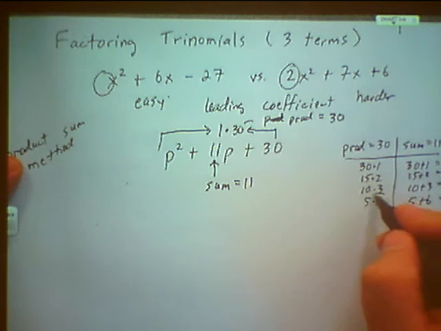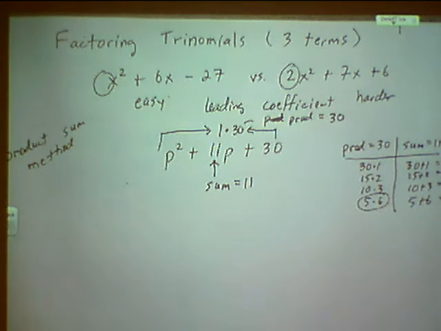So these are what I call my two factors. These are the two numbers. When you multiply them together, it gives me my product, which is 30. But when I turn around and add them together, it gives me my sum, which is 11.